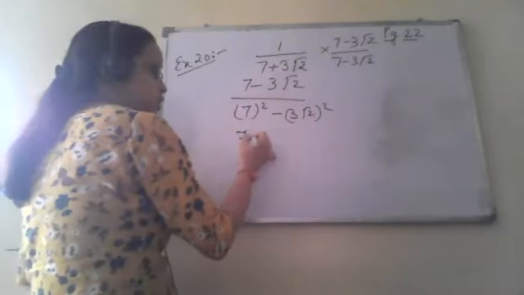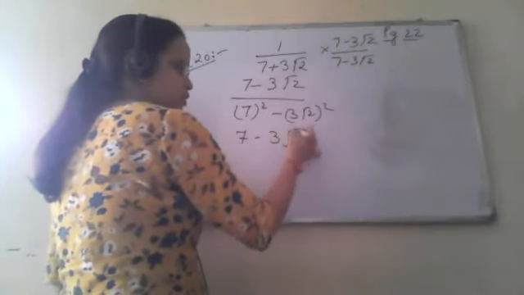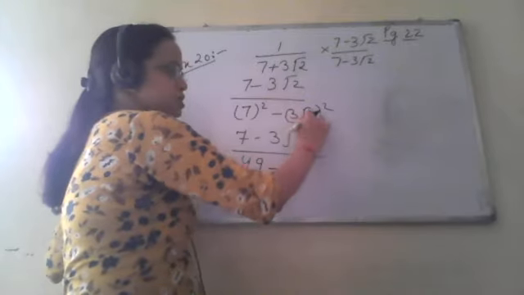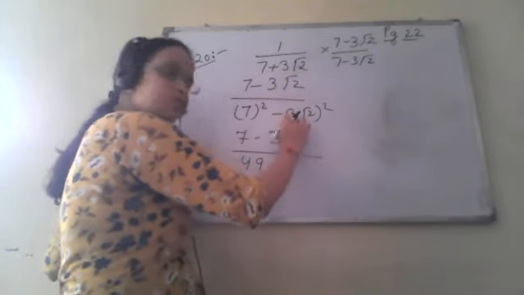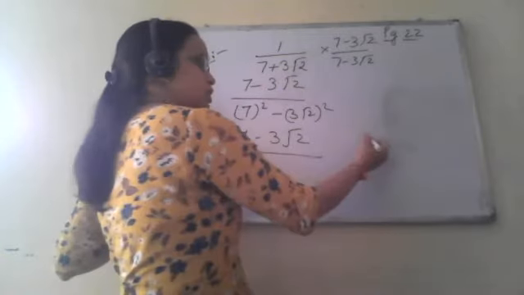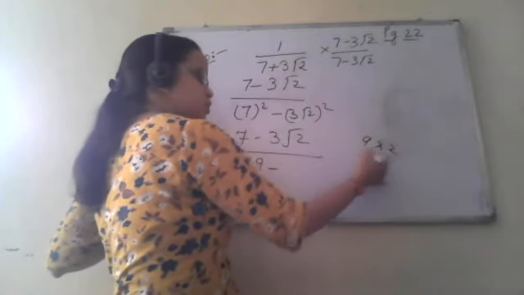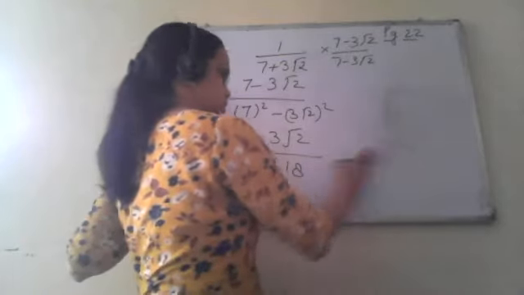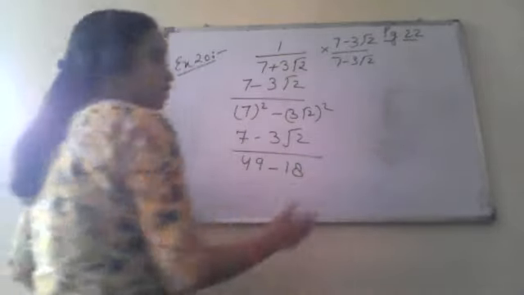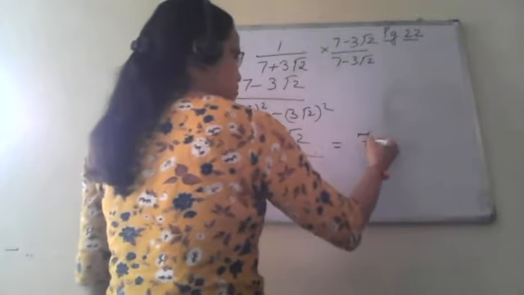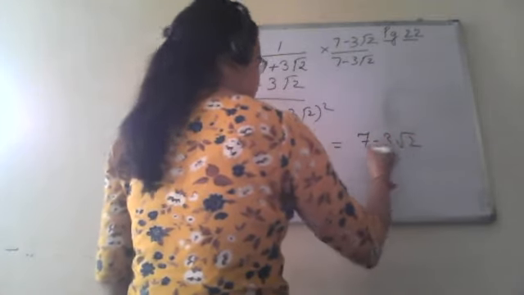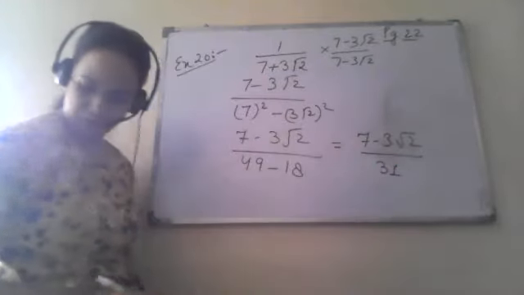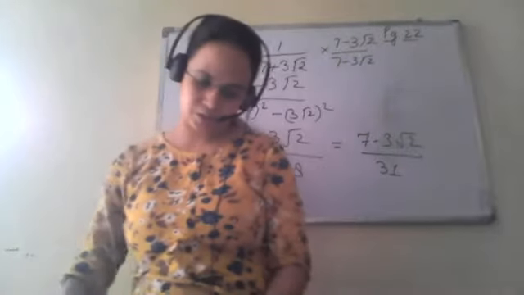So in the numerator we have 7 minus 3 root 2. What is 7 square? It is 49. Now this is a whole square, so we will do the square of 3 as well as root 2. Square of 3 is 9 and root 2 is 2. So it is 18. Okay. So we have 18 here. So the answer will be 7 minus 3 root 2 upon 31. So this way we have to do the rationalization.